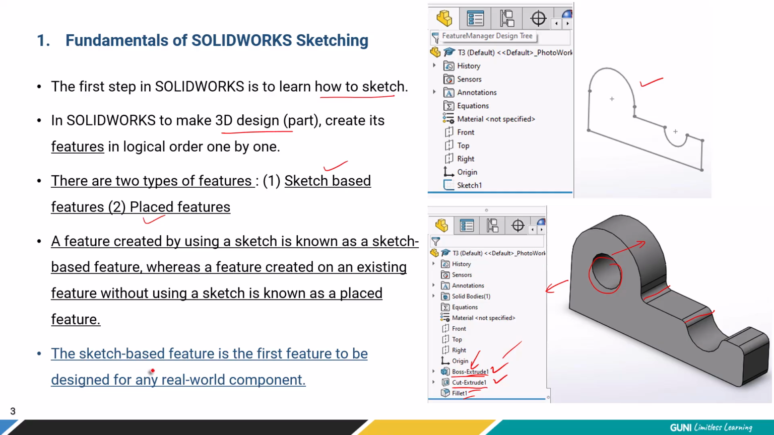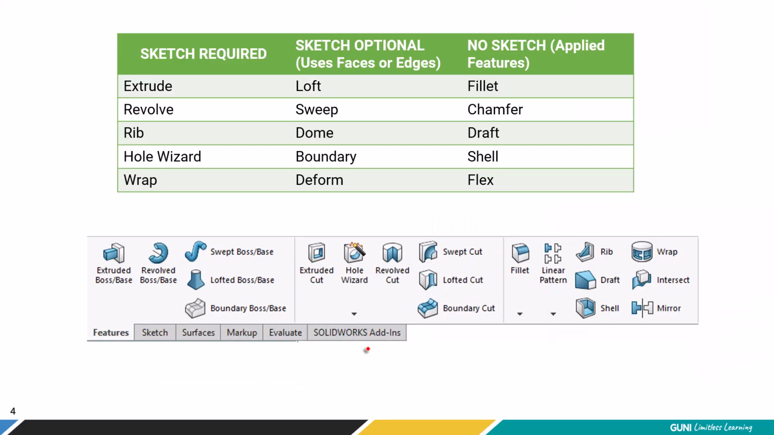So the sketch based feature is the first feature. Here you can see you have to use a sketch based feature first. A sketch based feature is the first feature to be designed for any real world component. Now here you can see the extrude, revolve, hole and wrap. These are the features which require a sketch. While other features like loft, sweep, dome, boundary or deform, they may use faces or edges of the given component. While fillet, draft, chamfer and shell do not require any sketch. They are called applied features.